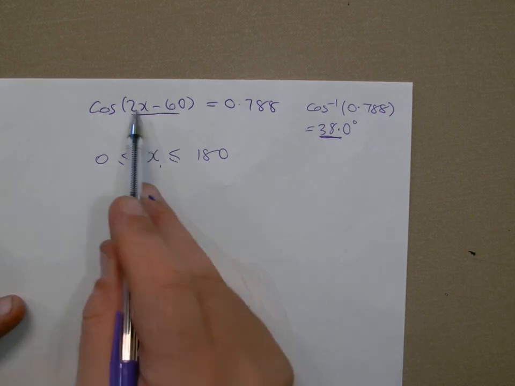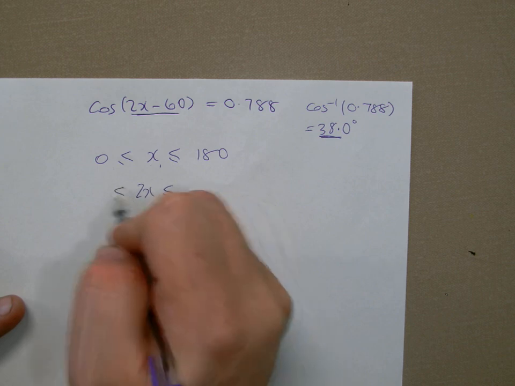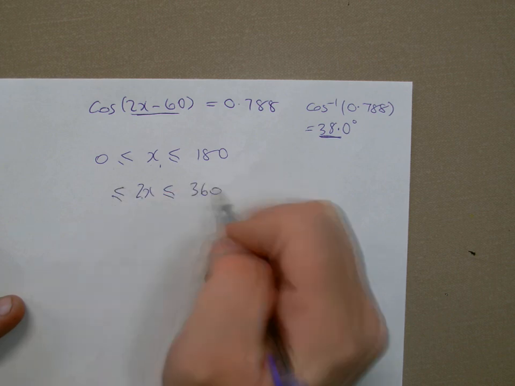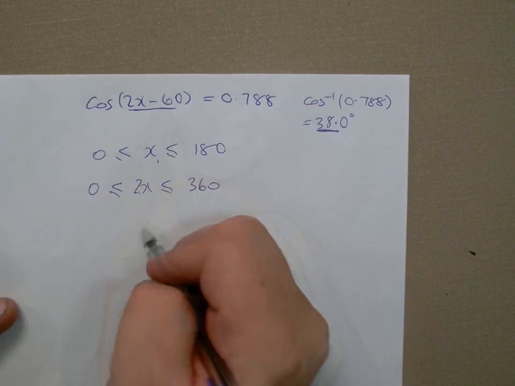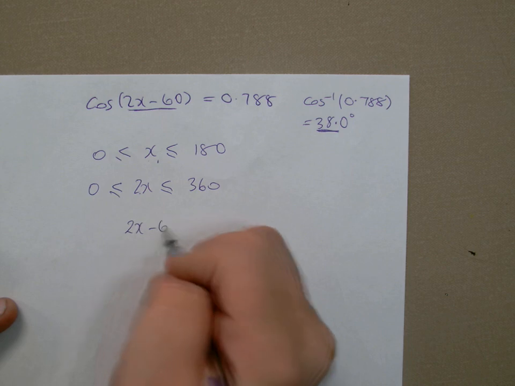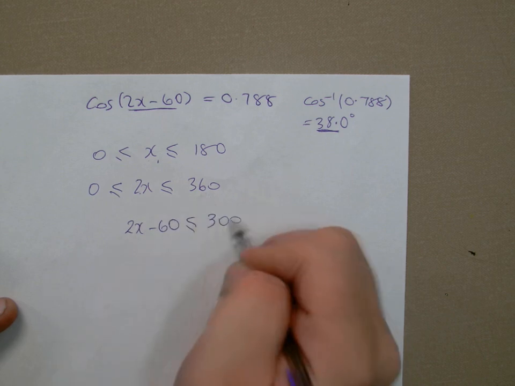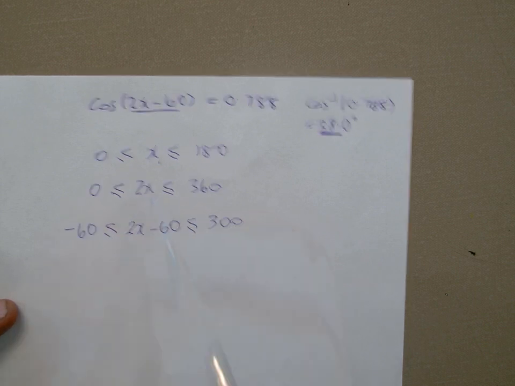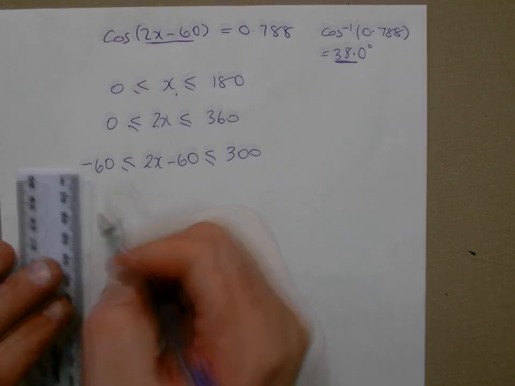So to get 2x - 60, I double x to start with, and if I double x, I've got to double everything else. So double 180, I get 360. Double 0 stays as 0. And then we take away 60. If I take away 60 from 360, I get 300. If I take away 60 from 0, I get minus 60. So I need to find all the solutions in that range, from minus 60 to 300.